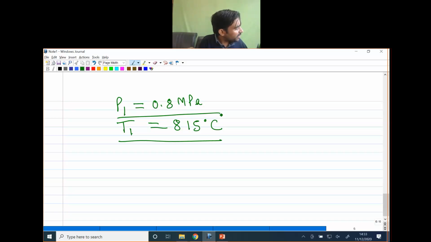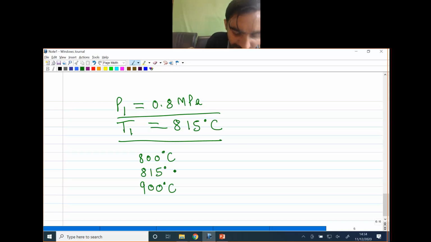If you go to page number 920, on this page we have the pressure value of 0.8 megapascals given, and if you see the corresponding range of temperature values, you will find that we have a spacing of 100. So we have a reading corresponding to 800 degrees Celsius, and another reading corresponding to 900 degrees Celsius. However, we want to determine the value at 815 degrees Celsius.